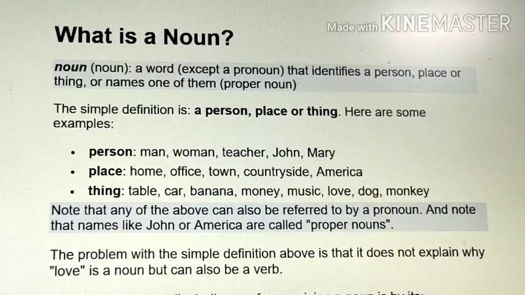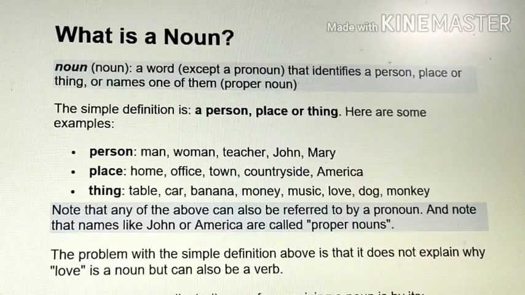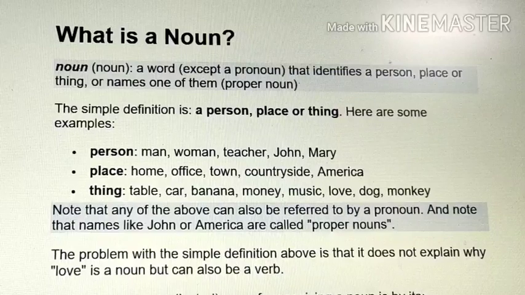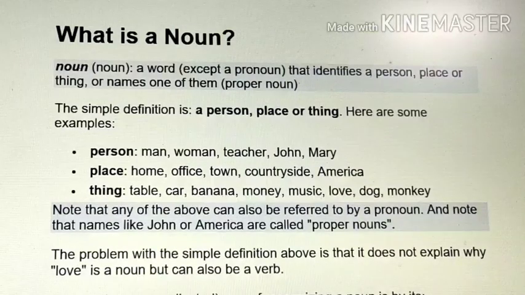And note that names like John, America, they are called proper nouns. I hope you have understood. What is my intention of saying? It means, what I mean to say is that whatever I have mentioned over there, like person, place, thing, in place of that, I can use some pronouns as well. Clear? So this is called our noun. Okay, so the idea is very clear now.